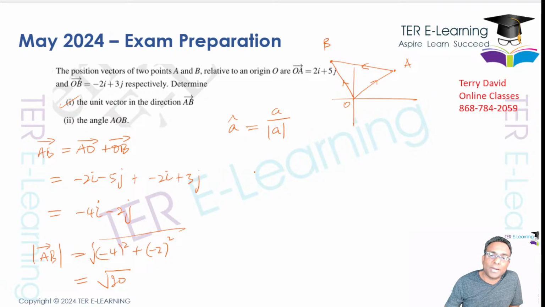So if you want to get a unit vector in the direction of AB, it is going to be the vector AB, which is minus 4i minus 2j, and you're dividing that by root 20. You can leave your answer like that, or some people write it like this, 1 over root 20 by minus 4i minus 2j.